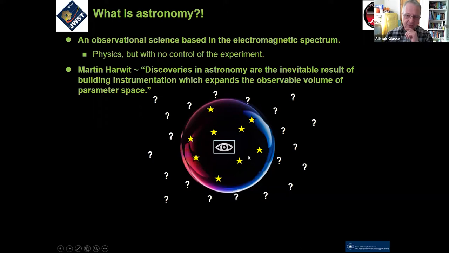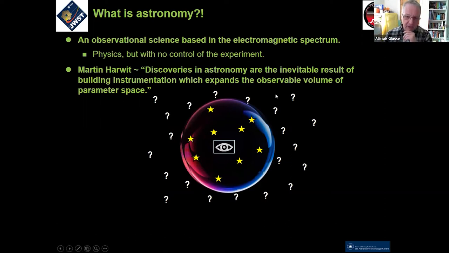So in this illustration there's us, a little eyeball at the center of knowledge with what we know, the stars around here, and then the boundaries of our parameter space, which are how detailed you can see, how far away you can see, what accuracy you can determine one color from another color. These are all observable parameters of the universe.